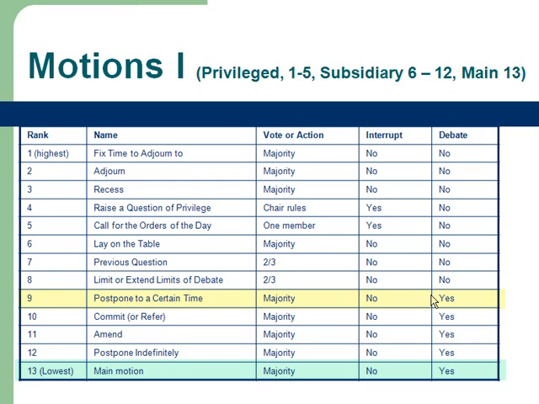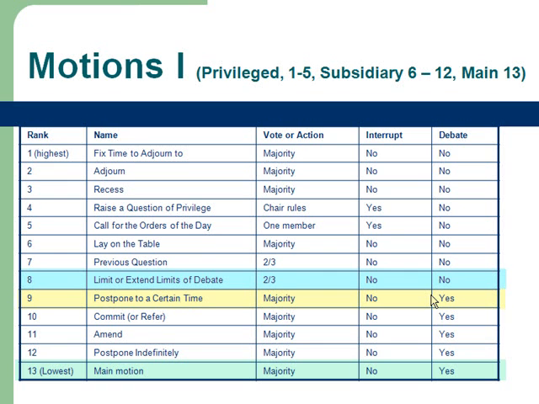And say during the debate, it's going on long, someone could rise and say, I move to limit debate to 2 minutes per person, 3 people per side. Now, since that is infringing on the individual's right to speak, it takes a 2/3 vote.